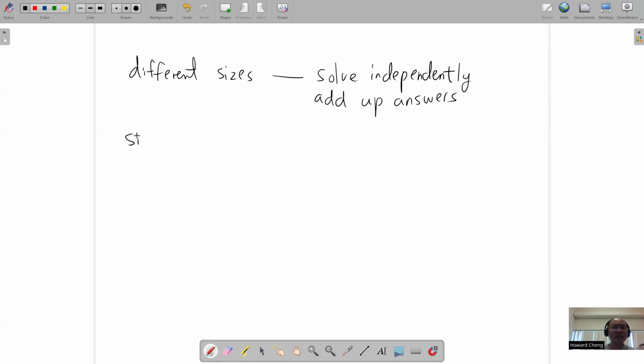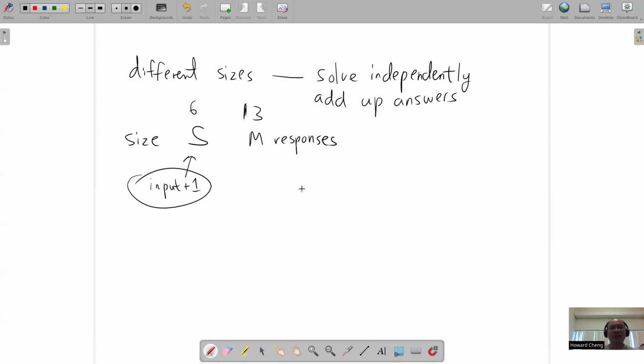So of a certain size S. Remember that size S is actually whatever they tell me plus 1, because if they say 5, the size is actually 6. If the size 6 has, let's call it M responses. For example, if size is 6 and there are 13 responses, then how many groups are there? The number of groups must be M divided by S, rounded up.